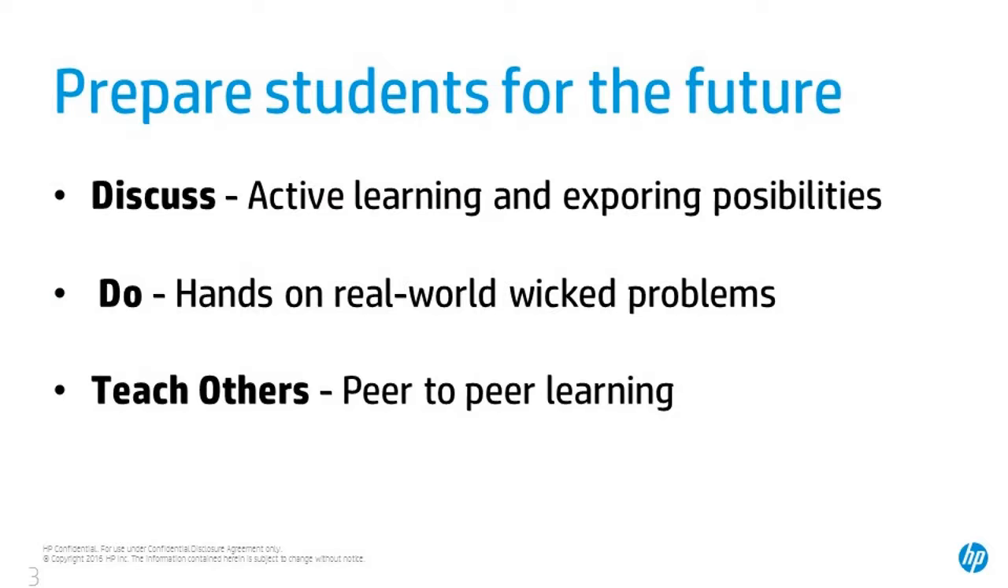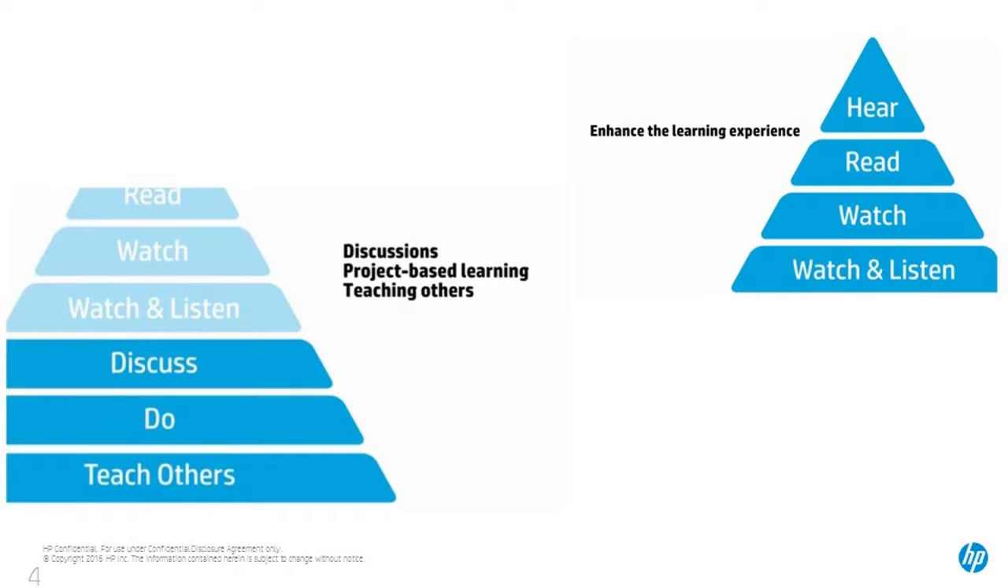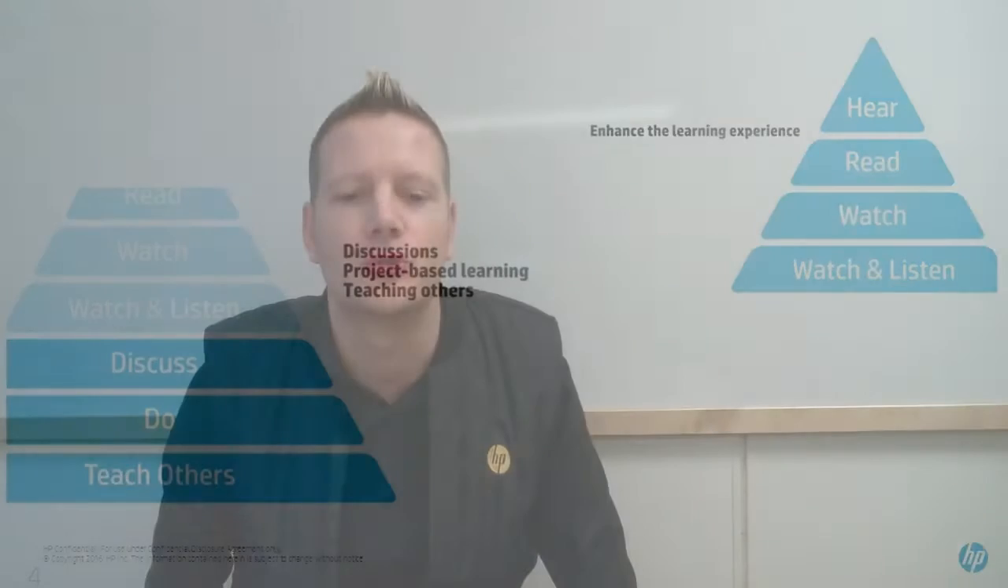So first shift we can see for the future is that we're moving from a passive listener to more an active learner. And the active learner is engaged in discussing, doing, and teaching others. And if we look at these different models, there's one where we talk about hearing, reading, watching, and listening. That's what we basically did in the old days. What we're moving now to is to using discussion and product-based learning. And this also includes teaching others. Because when you can explain something to someone else, that means that you also understood it.